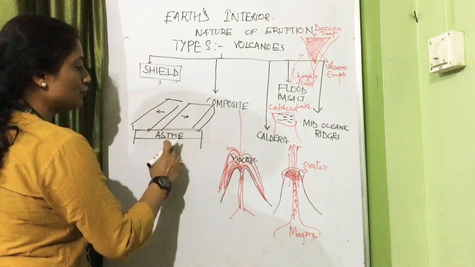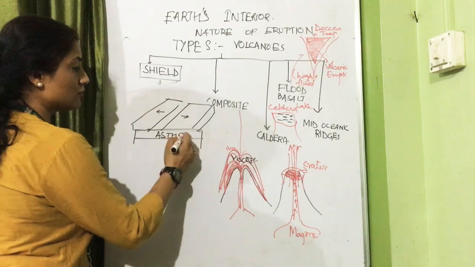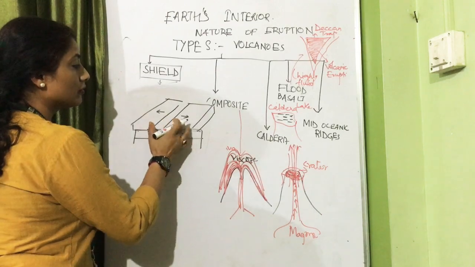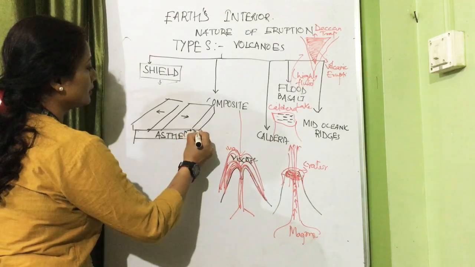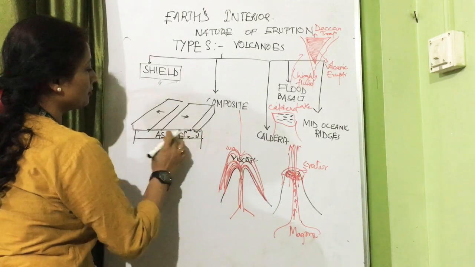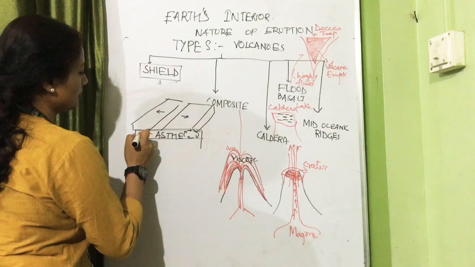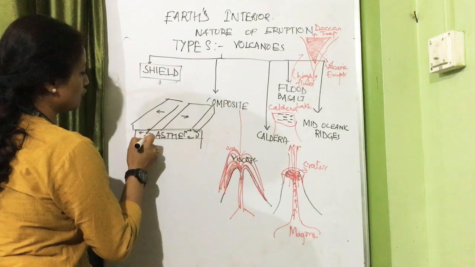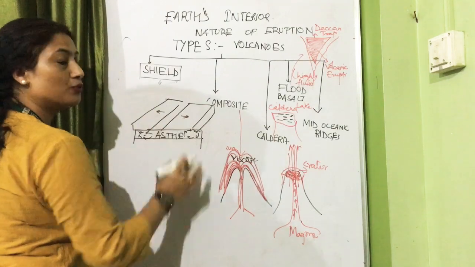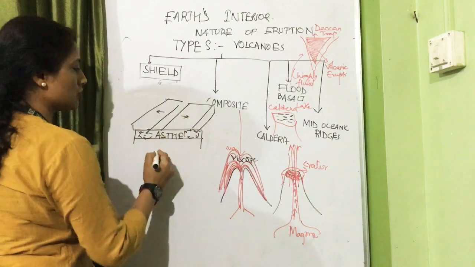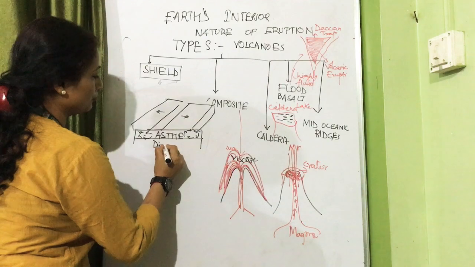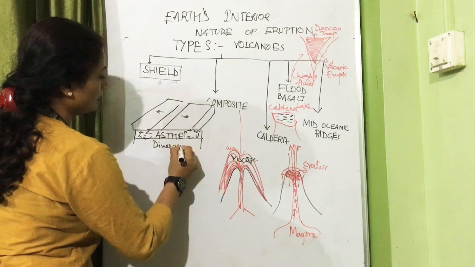When these plates move, because they are on the asthenosphere layer, and because of the radioactive heat which is generated in between the crust and the mantle, the plates are moving here and there. When two plates move away from each other, we call it a divergent plate movement.